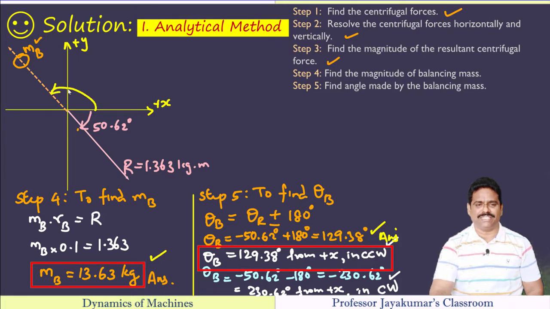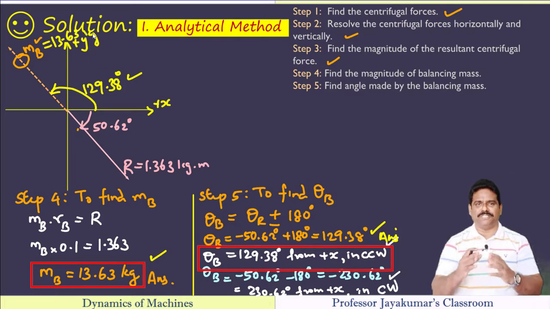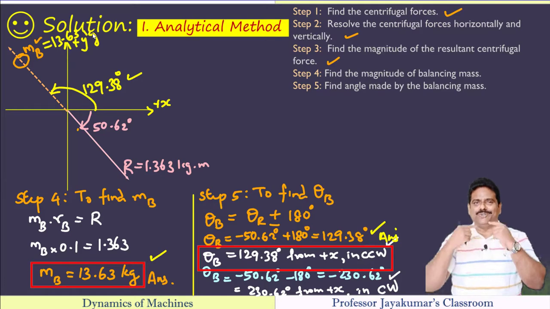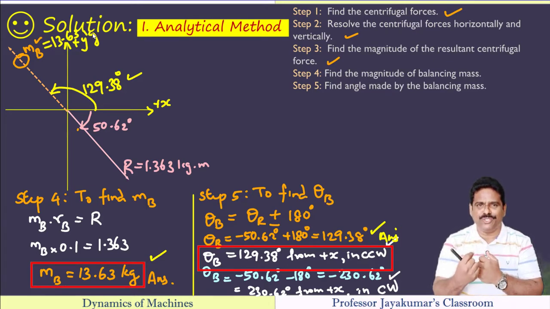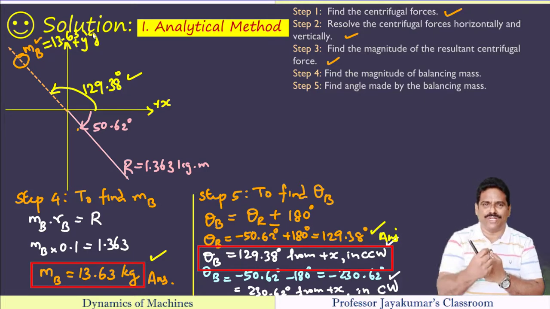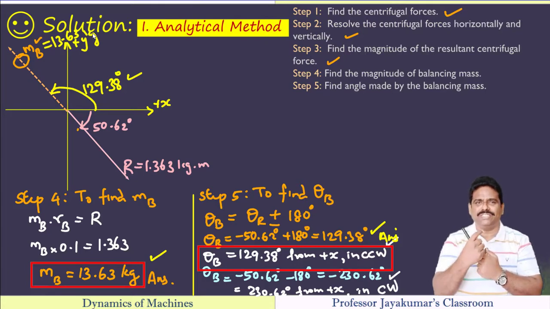So this is my answer: theta B is 129.38 degree and MB is 13.63 kg. That means we already have 3 rotors. Now I am going to add a 4th rotor. What is the mass? 13.63 kg. Where am I going to add it? At 129.38 degree from M1, measured in counterclockwise direction, having a radius of rotation equal to 0.1 meter.